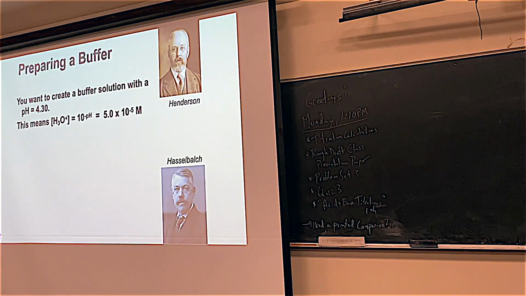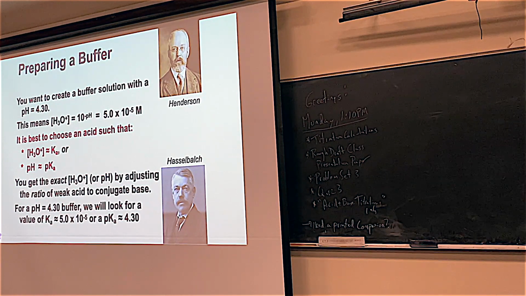Okay. Here's pictures of Henderson-Hasselbalch. Woohoo! Selfies. Anyway, let's say we wanted to make a buffer, all right? And this is used a lot in biology and chemistry and all kinds of stuff. But let's say that we want to make a buffer with a pH of 4.30, so a little bit more acidic than basic. And the hydronium would be 10 to the minus 4.30, which comes out to be 5.0 times 10 to the minus 5 moles per liter.